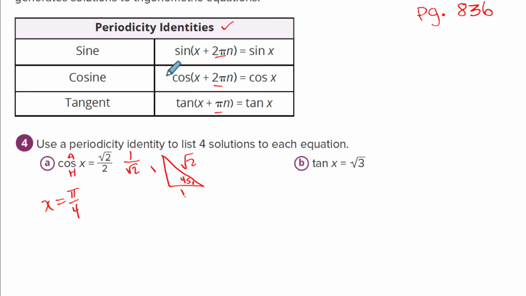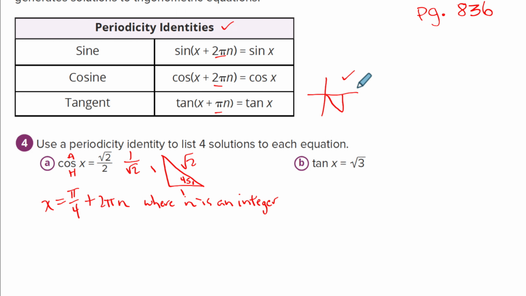Now, according to our identity, if I want the next solution, I can just add 2 pi n to this. So I'm going to write plus 2 pi n, where n is an integer, which means it can't be a decimal, right? So you just add 2 pi to it, 2 pi, 2 pi. Now, the other part we have to consider: where's the cosine positive? We have two quadrants we need to worry about. We just did the first quadrant right there, pi over 4, that's 45 degrees. But cosine is also positive down here in the fourth quadrant.